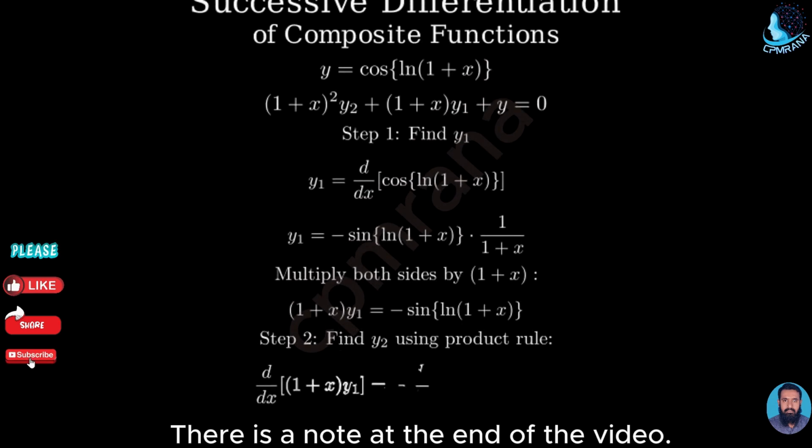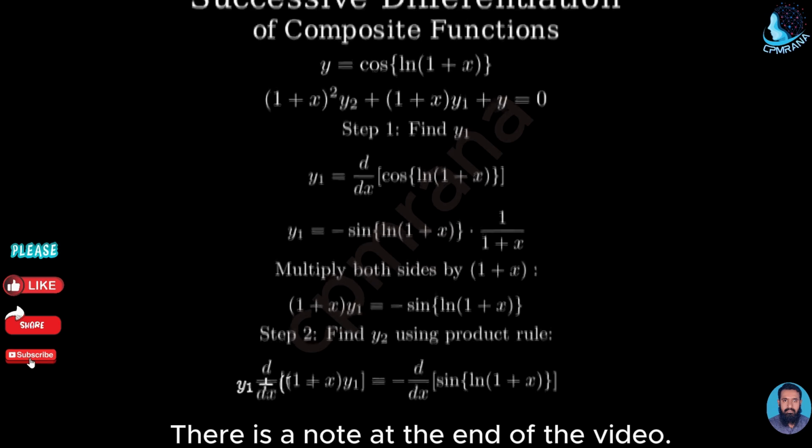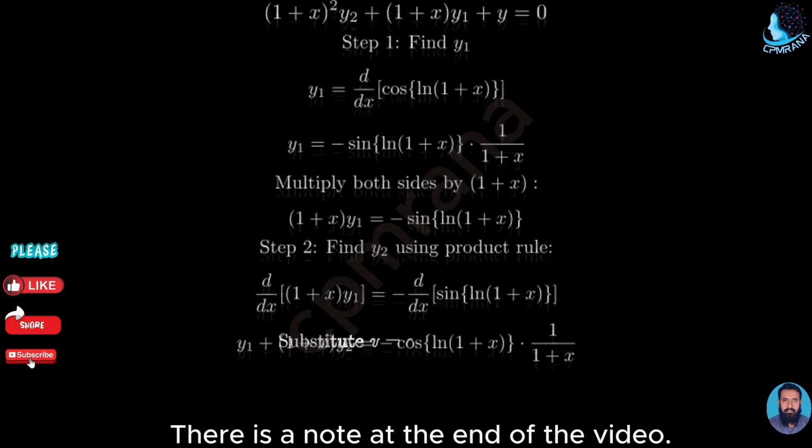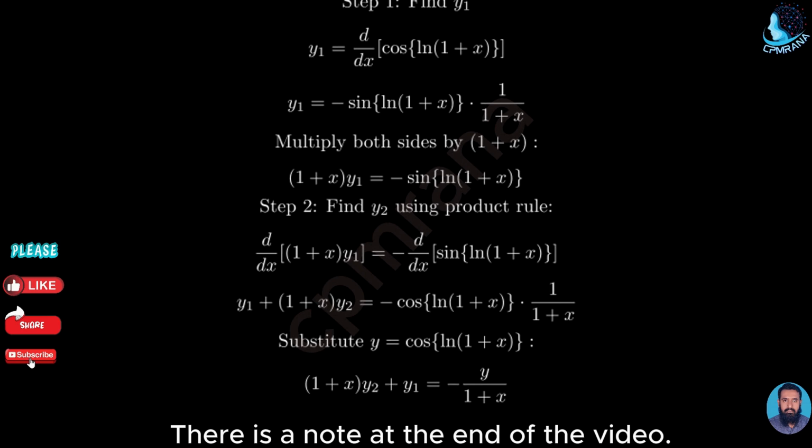Now, for the second derivative, we'll need to use the product rule on the left side and the chain rule on the right side. After differentiating, we get y1 plus (1 plus x) times y2 equals negative cosine of natural log of 1 plus x times 1 over 1 plus x. Now, notice that the right side contains our original function y divided by 1 plus x. Let's substitute negative y over 1 plus x for this term.